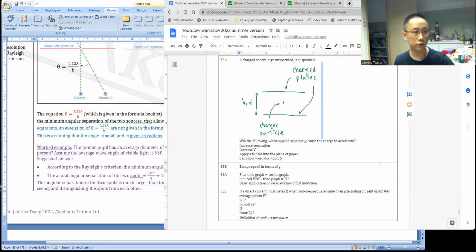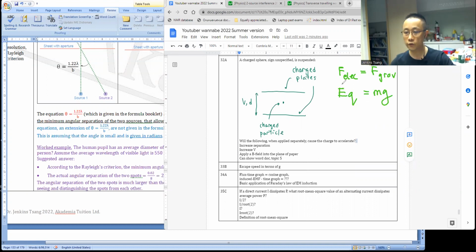Moving on, question 32. A charged sphere in a gravitational field is initially stationary between two parallel metallic plates, and they are asking you what could cause the charged particle to actually accelerate. So what's happening right now is that you have electric force equal to gravitational force in order for the particle to not go anywhere.